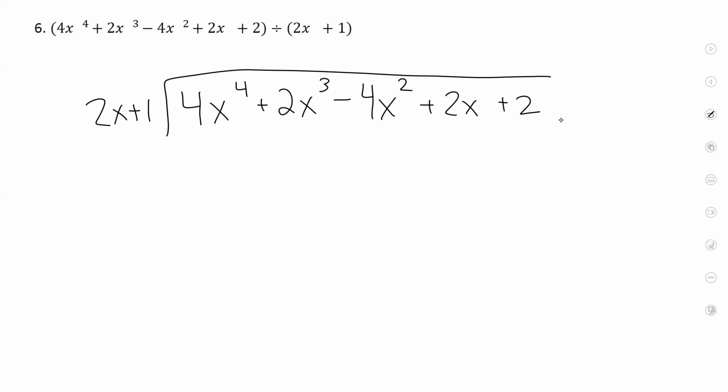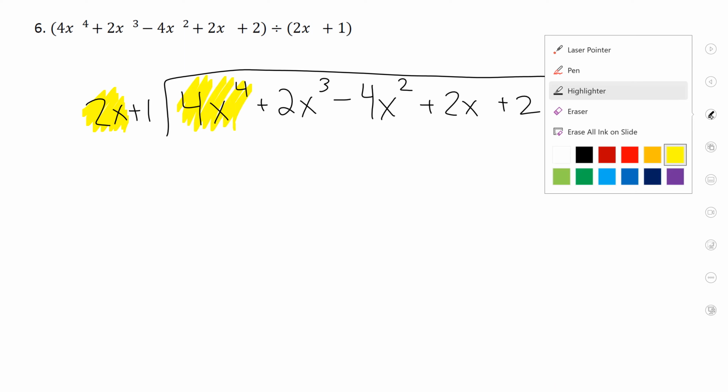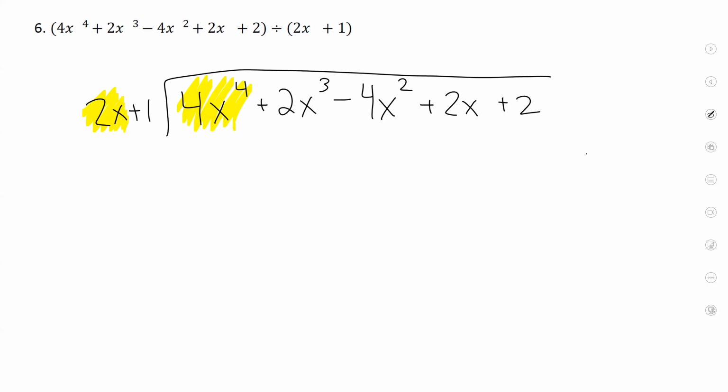So we have to think. 2x times what will give you 4x to the 4th power? Very good. 2x cubed. Now we're going to multiply. 2x times 2x cubed is 4x to the 4th power. Now, 1 times 2x cubed is 2x cubed. Now, what do we do after this? Change the sign. So this will become a negative.